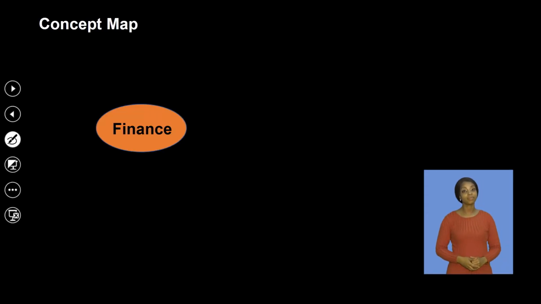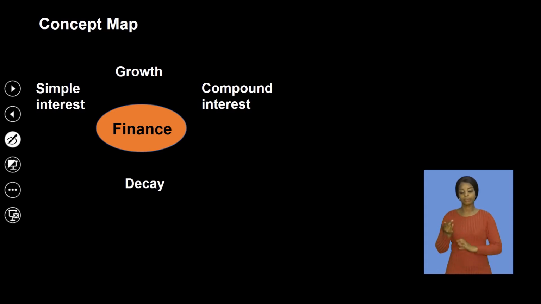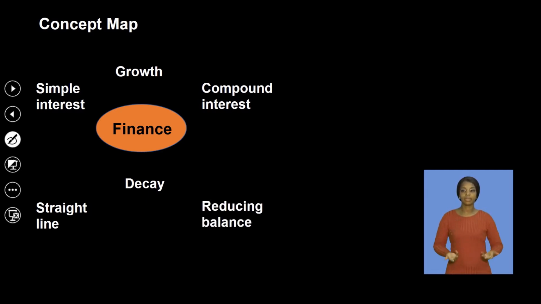Now, the first thing that we need to look at is our concept map of where we are going and from where. The first concept will be the concept of growth. We have two types of growth that we talk about, which is simple interest and compound interest. Then we have what we call decay, which is the opposite of growth. And this would be a straight line, which is the same as simple interest, but under decay. And we have a reducing balance, which is the same as compound interest, but under decay.